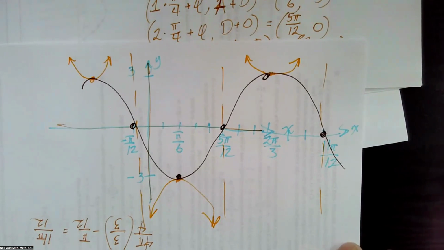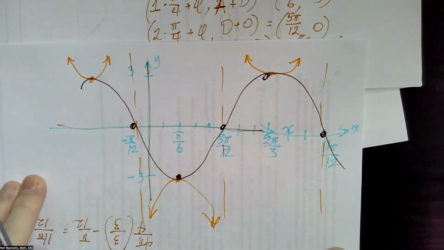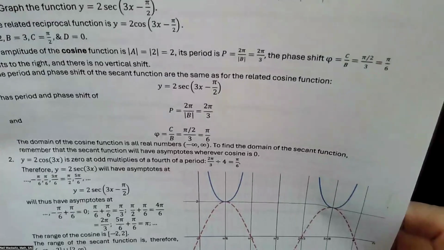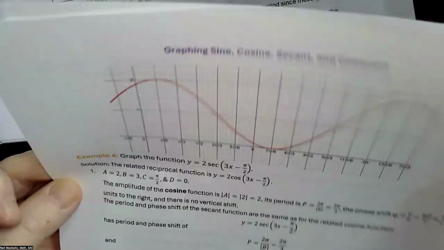So the most important part of graphing cosecant is graphing the sine that underpins it. Let's look at a pretty version of that.